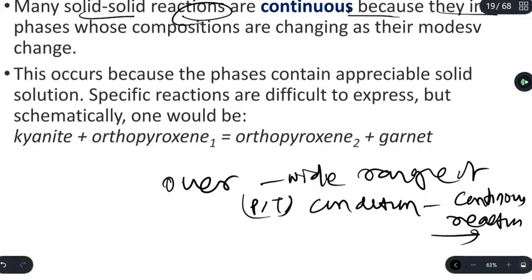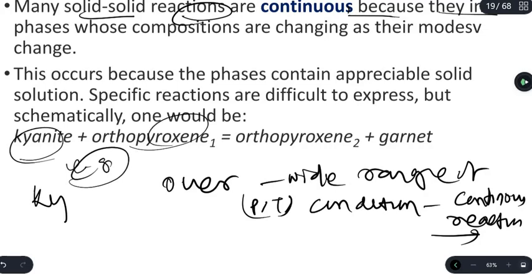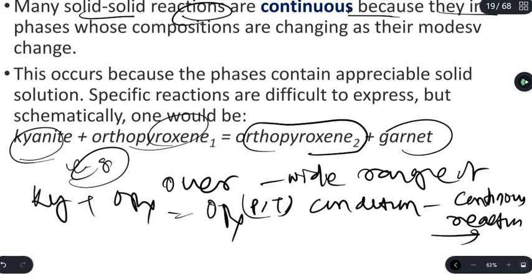Why is this continuous? Because it is continuously reacting with each other and giving rise to phases of completely different composition over a wide range of pressure and temperature conditions. Clear? Like this. This is the example. You should remember. So kyanite plus OPX give rise to OPX2 and garnet. So this is the continuous reaction. ठीक है? क्यों continuous reaction? देखो orthopyroxene one gives rise to another orthopyroxene of different composition.